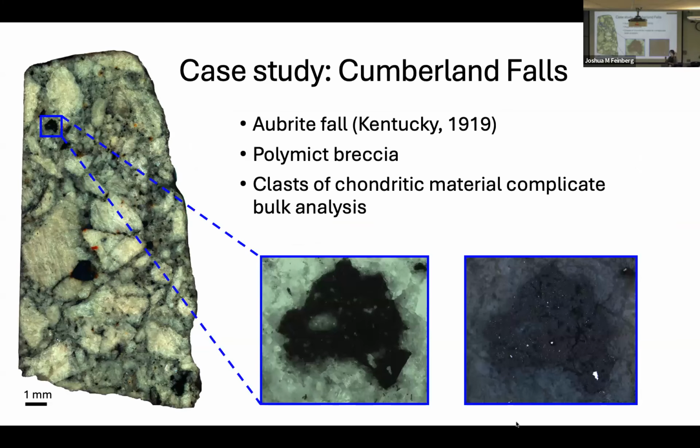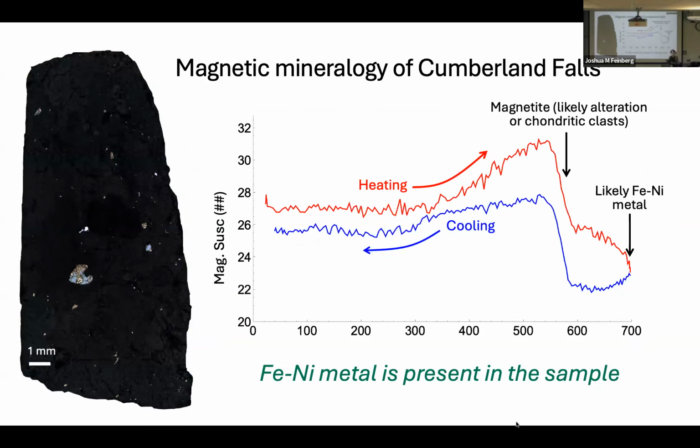This is a particularly hard aubrite to study with any sort of bulk approach because it has these clasts of chondritic material, which are a lot more iron rich than the rest of the aubrite. As an example, one of the first things we did was acquire a thermomagnetic curve for a piece of Cumberland Falls. First we see magnetite, which either tells us that we're altering the sample, which is very likely, or it could be something in the chondrites. And then some probably higher Curie temperature here, which is probably the iron nickel metal we observe, but yeah, this is very hard to interpret.